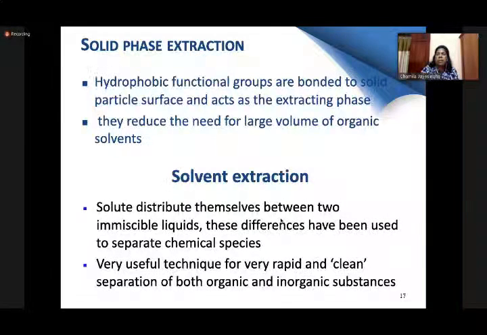But that is really a waste of solvent. So what we can do with the organic solvent once we extract the sample? That is why here we can use solid phase extraction. Hydrophobic functional groups are bonded to the solid particle surface.